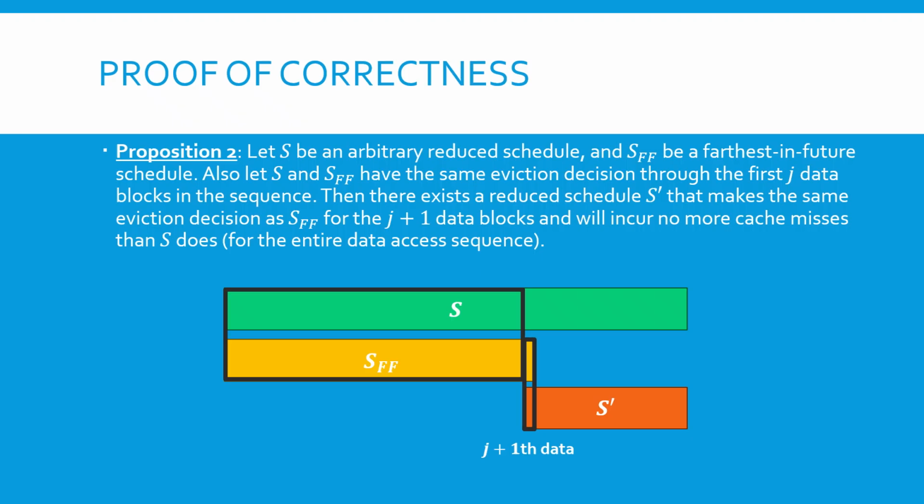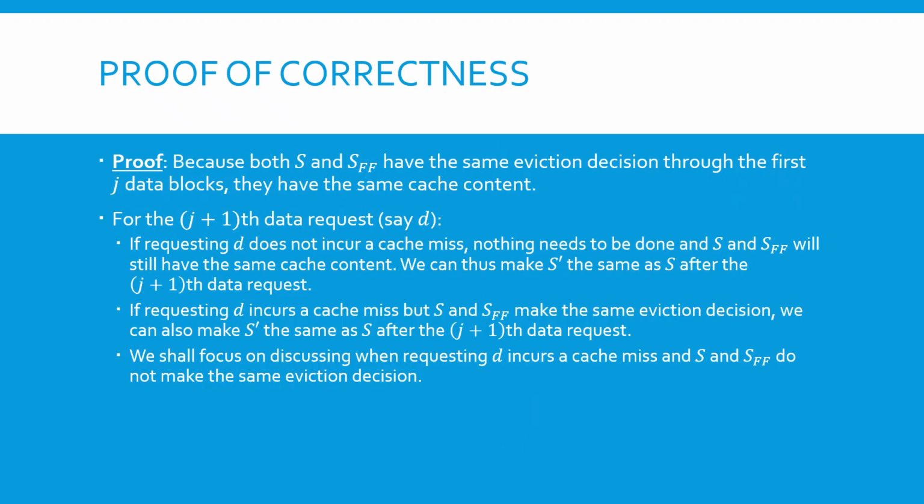This proposition shows that we can modify any eviction plan to agree with the greedy choice at the next step without increasing the number of cache misses. First, because S and SFF make the same eviction decisions for the first J requests, they have the same cache contents just before the J+1th data request. Now, consider the J+1th request.